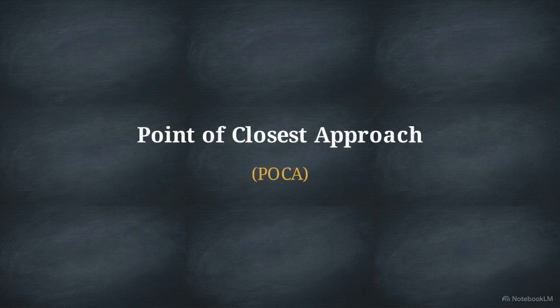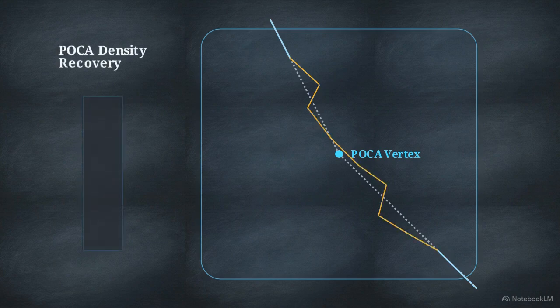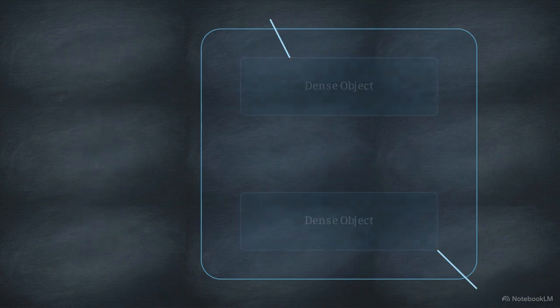For decades, the industry standard has been the point of closest approach, or POCA. It relies on a basic geometric assumption. The algorithm takes the incoming and outgoing tracks, extrapolates them as straight lines, and identifies the single point of closest intersection as the scattering location. This method causes a massive loss of data. By depositing the scattering signal at a single geometric point rather than across the physical volume, POCA recovers a maximum of 34% of the true material density.